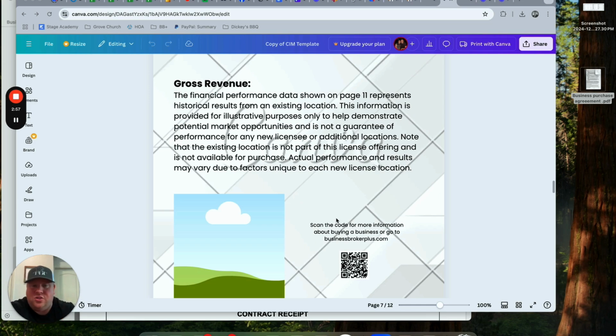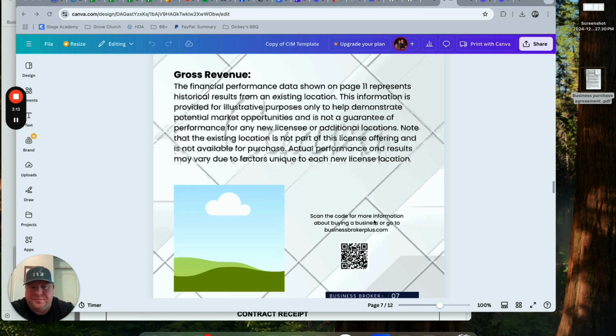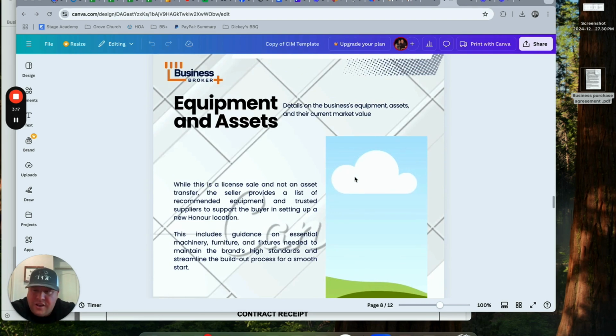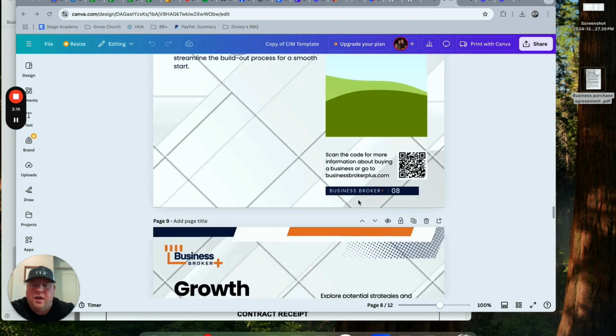But what I do like to do is a QR code, or even another page on here, that shows a representative P&L, a general form of what they have, how much the rent is, how much gross sales. It gives them a general idea of what they're going to make. All the equipment and assets that are included, pictures of it, you could put that in here.